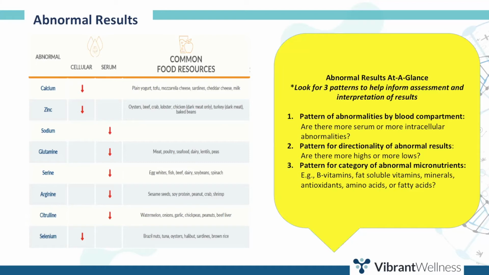And then the third pattern I look at really is the abnormal micronutrients themselves. So after looking at the directionality of the results, then I want to look at the micronutrients and see, is there a pattern? Are we seeing B vitamin abnormalities? Are we seeing fat soluble vitamin abnormalities? Are we seeing a pattern for mineral abnormalities or antioxidant abnormalities or amino acid or fatty acid abnormalities? And here, okay, well, I do see we've got a few amino acids that are abnormal. We've got a few minerals that are abnormal.